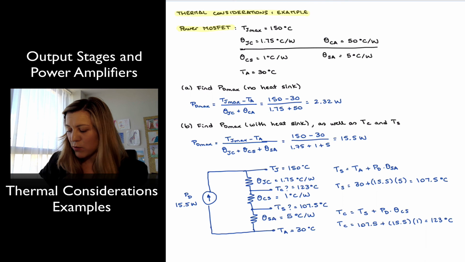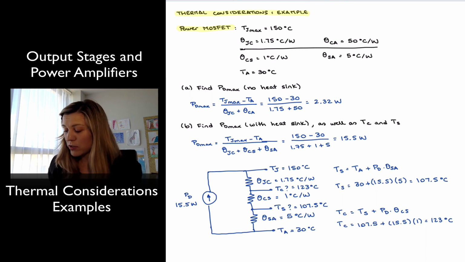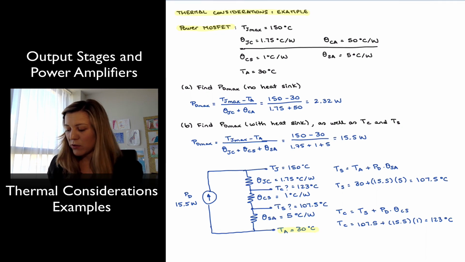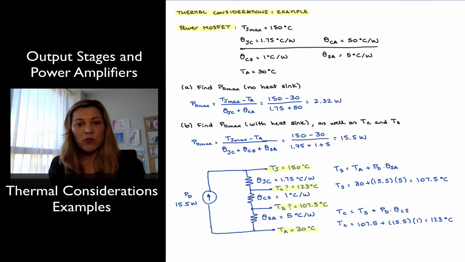And so we can, as we expect, observe that the temperature keeps increasing. For an ambient temperature of 30 degrees C, the temperature of the sink is 107.5 degrees, the temperature of the case is 123, and the temperature at the junction is 150. So the temperature keeps increasing the closer we get to the junction. And so this is a good example of how the power dissipation increases by the addition of, in this case, a heat sink that allows us to more effectively dissipate the heat.